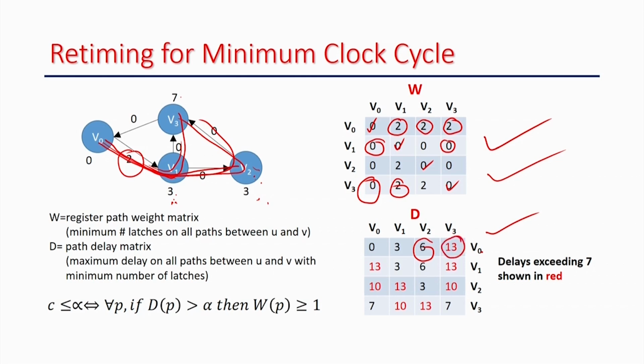So this is 13. Similarly, take v2 to v1. This is your v2, and the path is this. This is 3, this is 7, this is 0 and this is 3. So 3 plus 7 is 10, plus 3 is 13. This is how we can calculate D. So these are the 2 matrices you have to calculate, which represent the minimum number of registers between any 2 nodes and, among those paths, the maximum delay. This is what we got here.